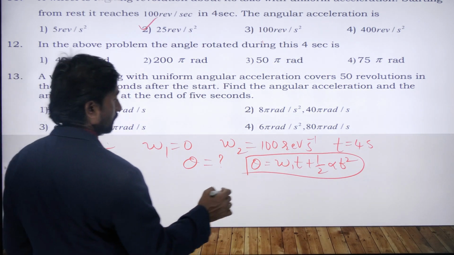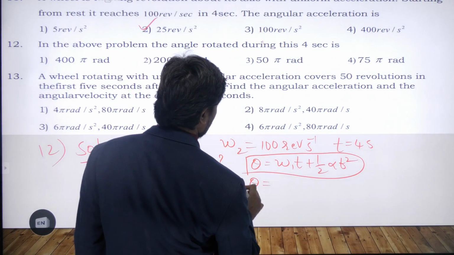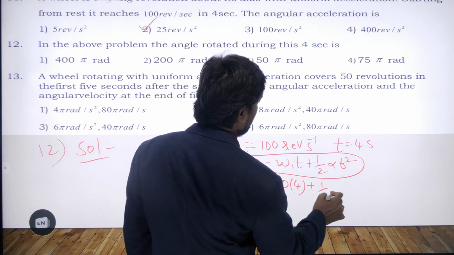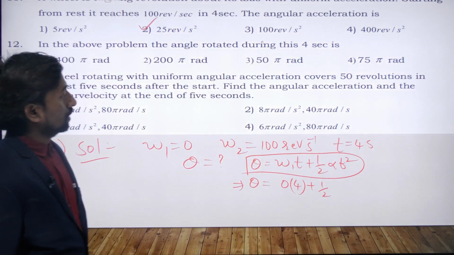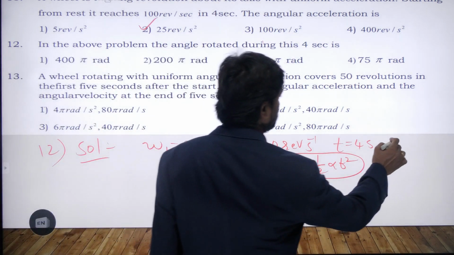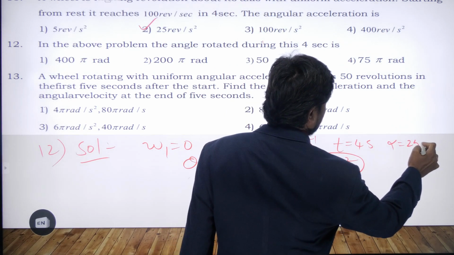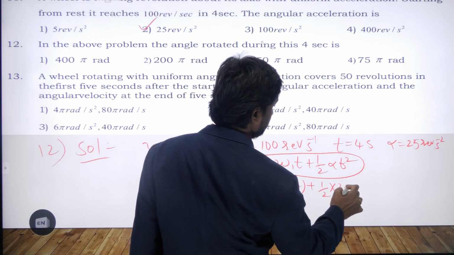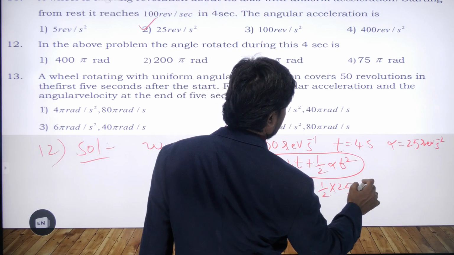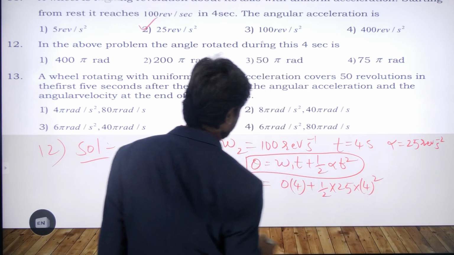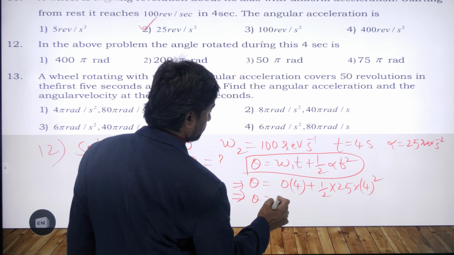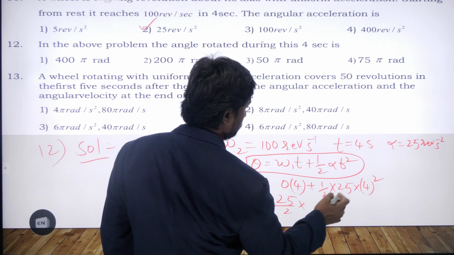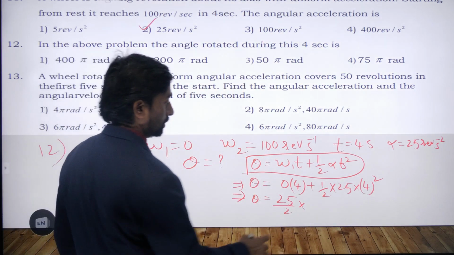Now substitute: theta is equal to omega 1, which is 0, times 4, plus half into the alpha value we already got. In the previous problem we got alpha equal to 25 revolutions per second square. We substitute that here, 25 into t square, where t is 4, so 4 whole square. So theta is equal to 25 by 2 into 4 whole square, which is 16.